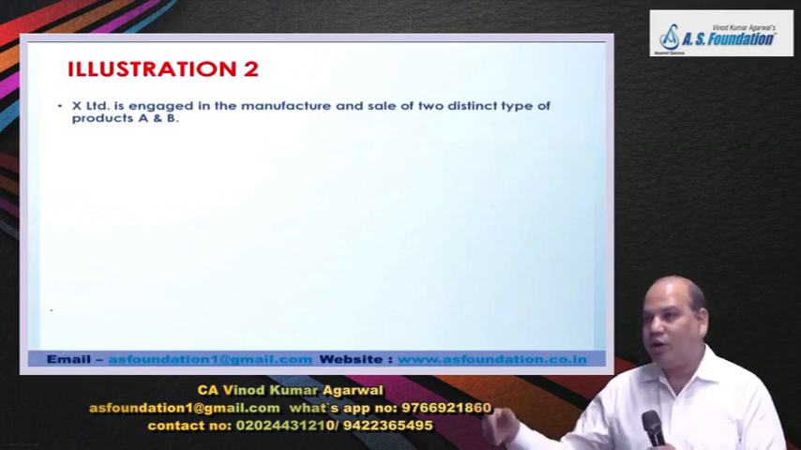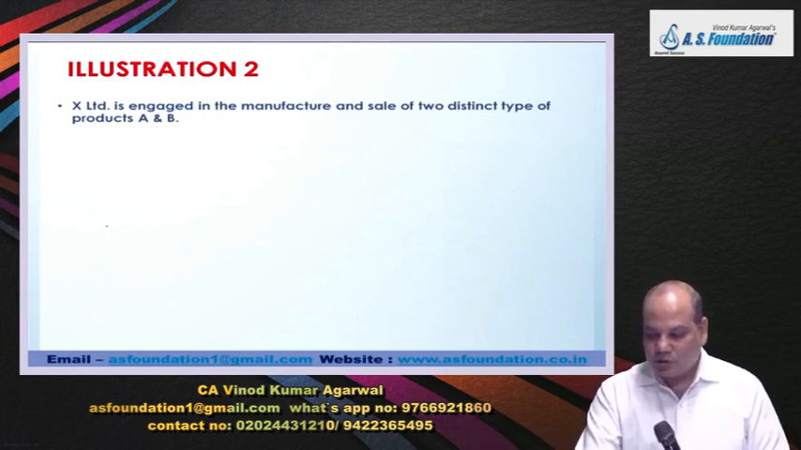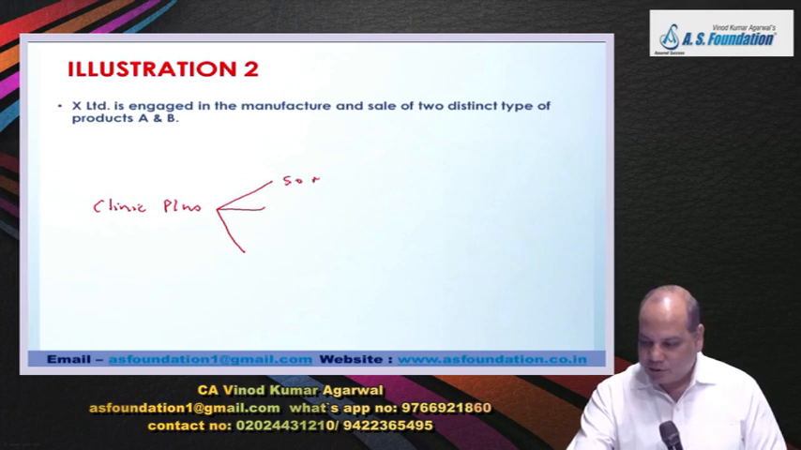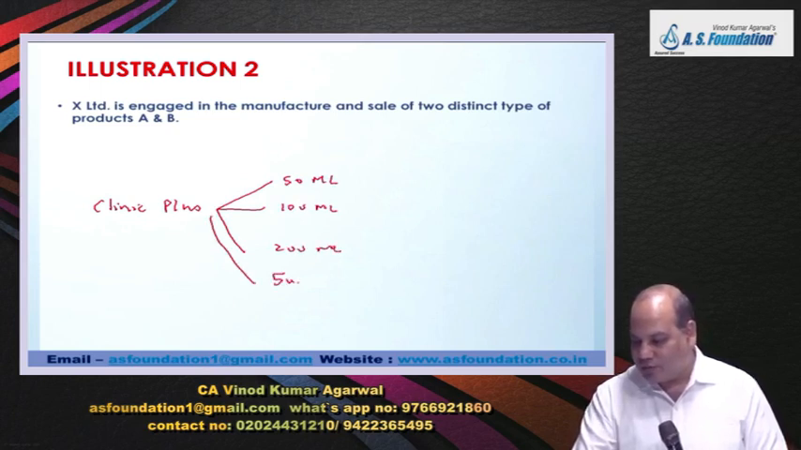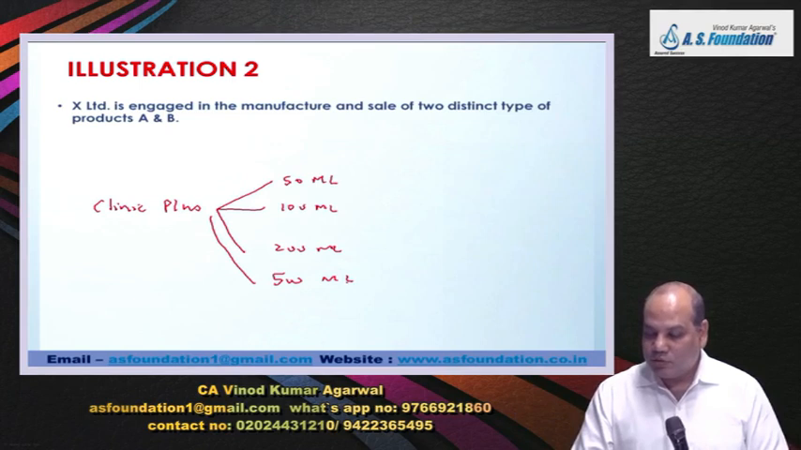Some years ago in India, when first time this standard was introduced, and then we were doing audit of some big listed company, they said we have this Clinic Plus shampoo, and we have like this a 50 ml bottle, 100 ml, 200 ml, then 500 ml. Should I show it 4 segment? No. The answer is no.